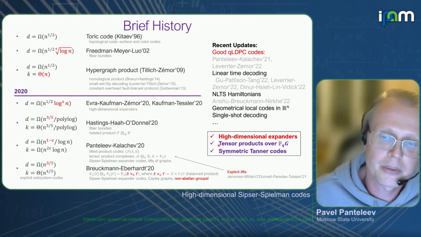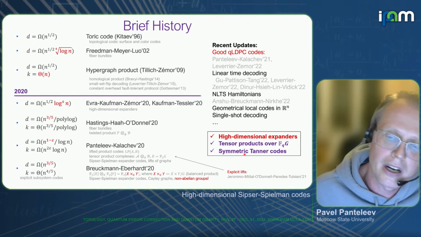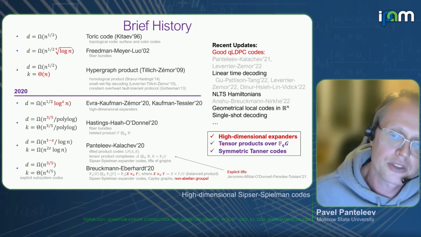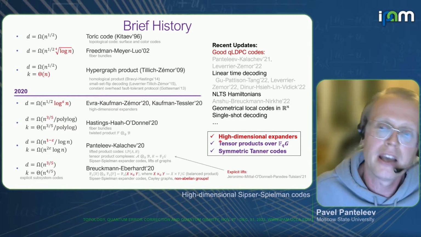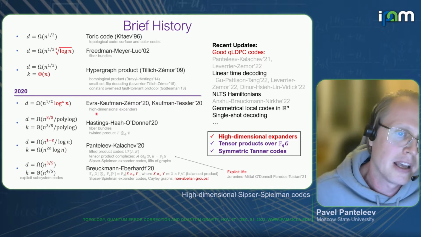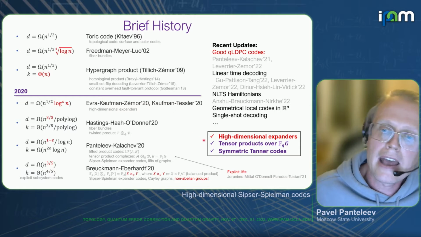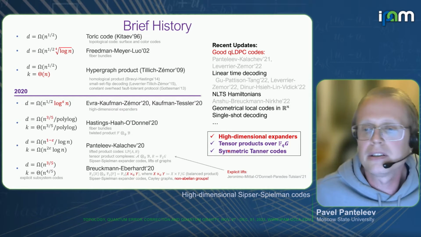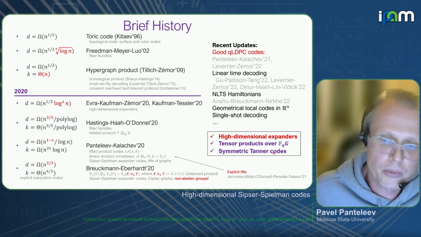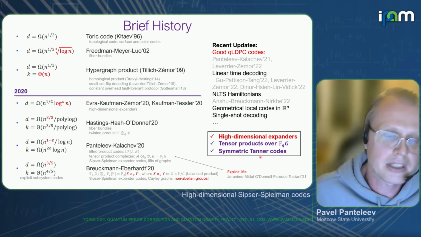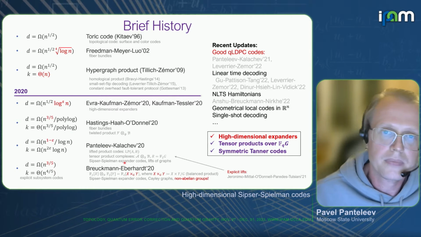And I should say that the main contributions here are related with the following 3 ideas. So the first idea, which in my view is the most important one, is the idea of high dimensional expanders. It was proposed in this set of papers. And the other 2 ideas are related with new tensor products of chain complexes over group algebras, and some symmetric Tanner codes. And these ideas were proposed in these papers.